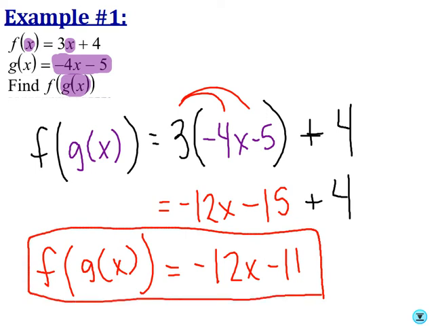If you want to put it in real world context or make sense of it in your head, we took one element, the f function, and another element, the g function, and we composed them together. We put them together in a certain order so that we would get something new, which is the negative 12x minus 11.